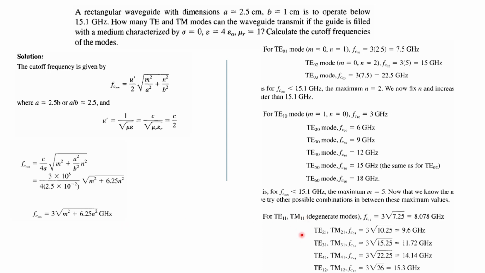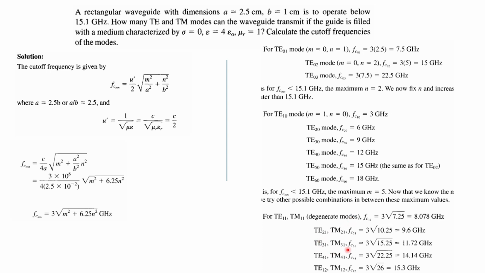So for 1, 1, f c11 is equal to 8.078. Is this less than 15.1? The answer is yes, so this will propagate. Now for m equal to 2, n equal to 1, if you put the values, it is 9.6. Is this less than 15.1? Yes, so it will also propagate.